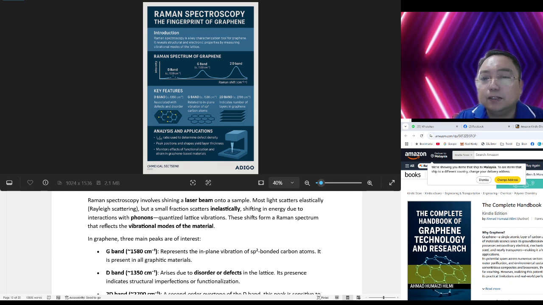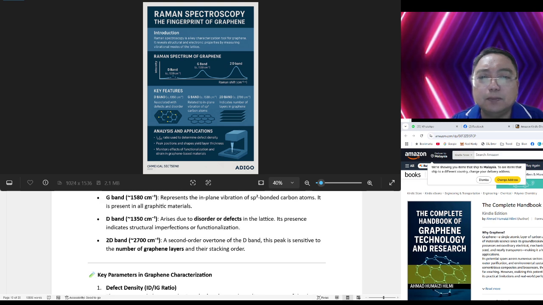In graphene, three main peaks are of interest. The G band, approximately 1580 cm⁻¹, represents in-plane vibration of sp2 bonded carbon atoms. It is present in all graphitic materials. The D band, approximately 1350 cm⁻¹, arises due to disorder or defects in the lattice. If present, it indicates structural imperfections or functionalization. The 2D band, 2700 cm⁻¹, is a second-order overtone of the D band. This peak is sensitive to the number of graphene layers and their stacking order.